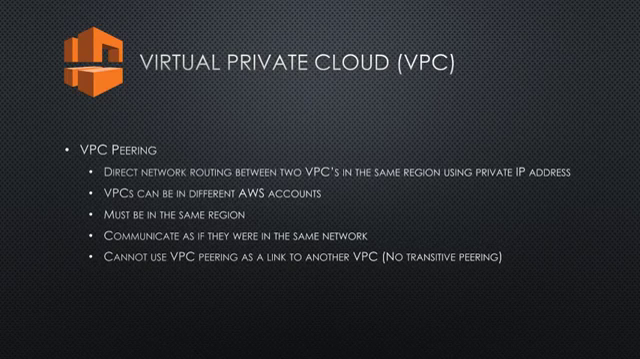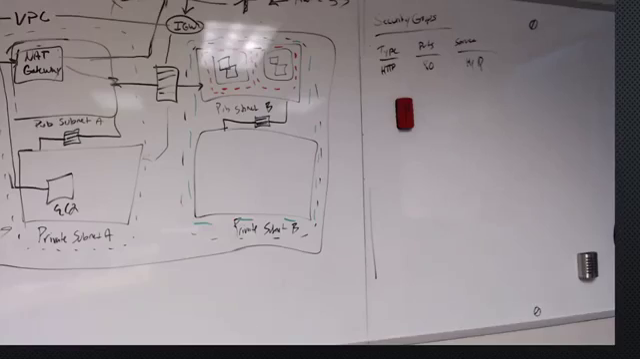VPC peering. So what is VPC peering? And I'm actually going to erase that here in a second. We're going to talk about it. So VPC peering is direct network routing between two VPCs in the same region using public IPs. VPCs can be in different AWS accounts, but they must be in the same region. And they communicate as if they were in the same network. You cannot use VPC peering as a link to another VPC. So no transitive peering. So let's switch over to the whiteboard and let's break this down.